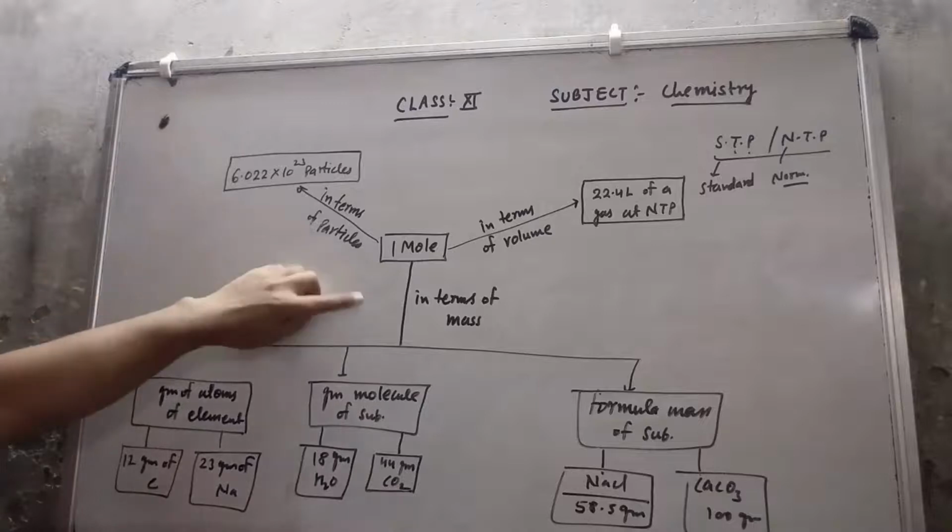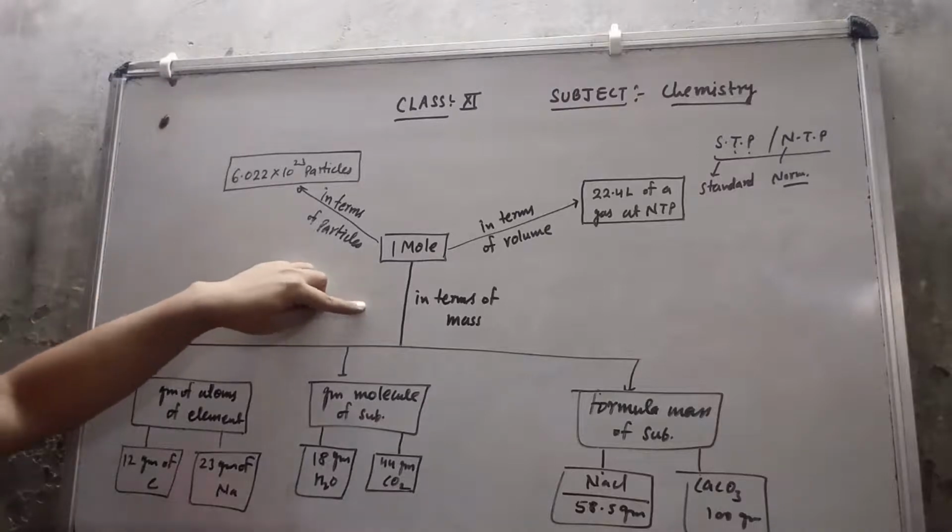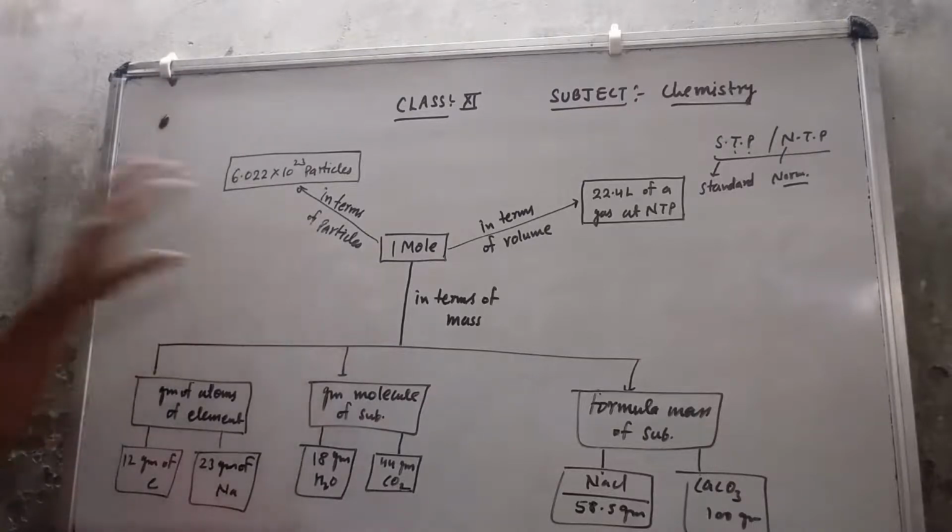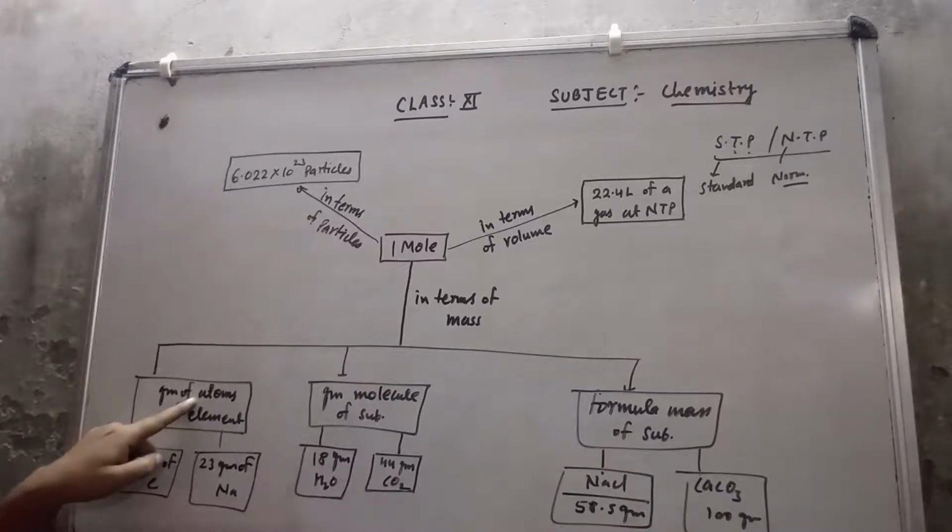Suppose it is in terms of mass. In terms of mass, three things are possible. Atom is possible. Suppose a calcium atom is there, so the mass of a calcium atom is 40. So 1 mole is equal to 40 grams. Suppose I have a sodium atom, the atomic mass is 23. So 23 gram is equal to 1 mole.